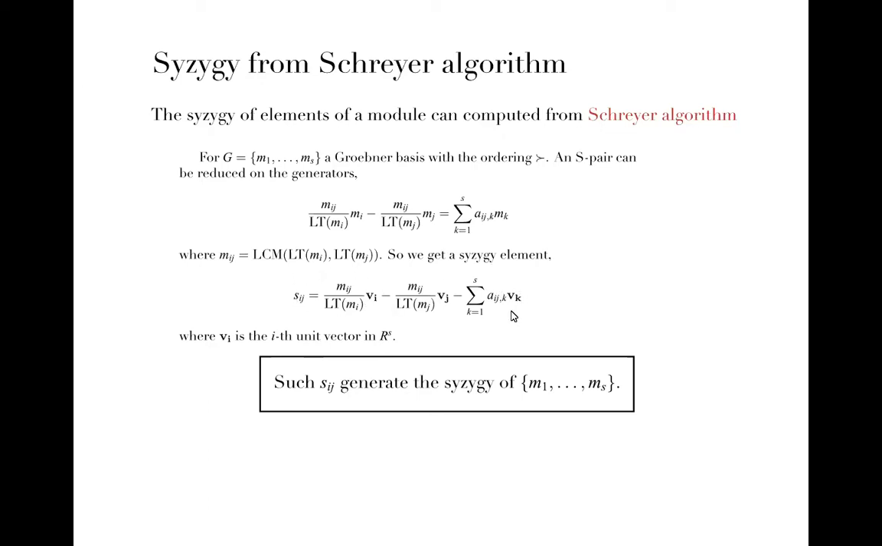So what we did here is, I just said that from the S-pair of the Gröbner basis elements, we get a syzygy relation. But the Schreyer algorithm tells us that all such S_ij generate the whole syzygy set. Okay, that's a very important theorem.